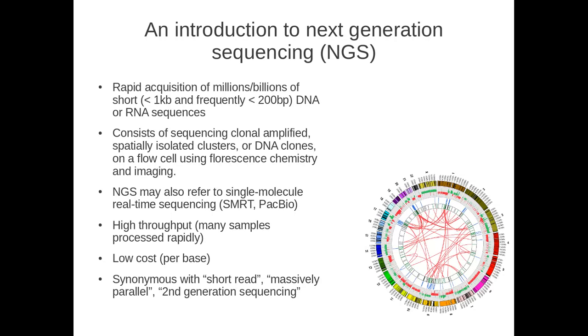These, also called short read or massively parallel sequencers, also include technologies that we call single molecule real-time sequencing, led by a company, PacBio. I'll talk to you a little more about that in a second. And the entire field really is characterized by high throughput, the ability to sequence massive amounts of DNA from many samples rapidly and at a low cost, at least per base.